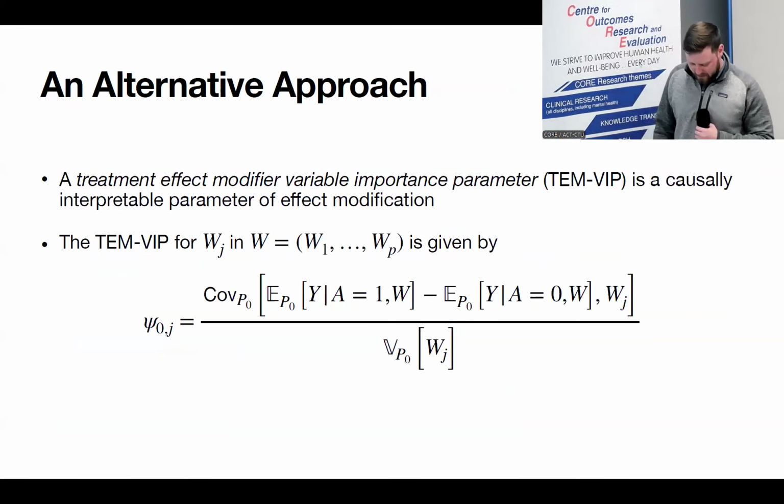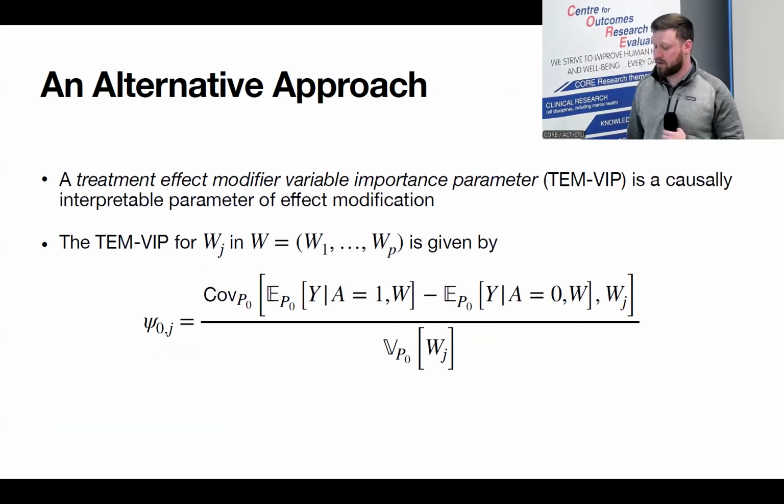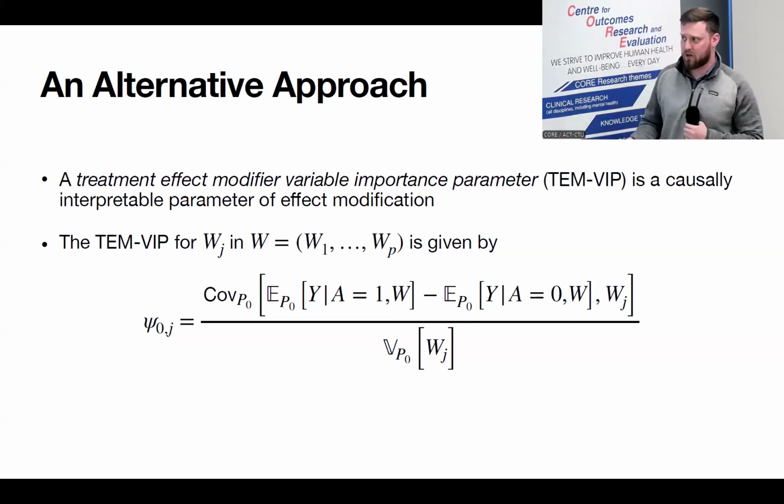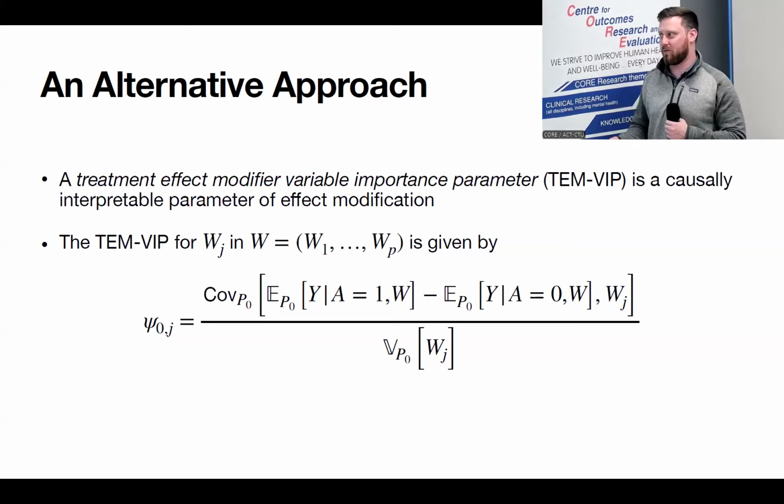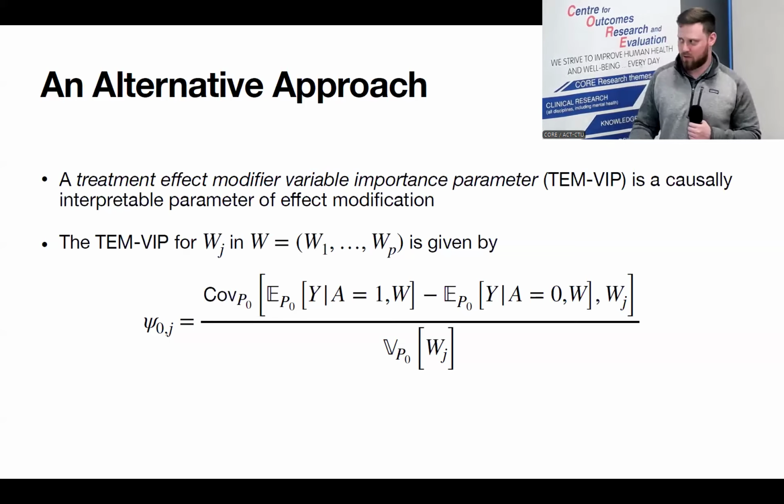And so relying on the assumption lean inference roadmap, we came up with an estimand that can help us answer this. It's called a treatment effect modifier variable importance parameter. It's a mouthful, so we'll just call it a TEM-VIP. And this TEM-VIP is a causally interpretable parameter of effect modification in a non-parametric model where we're not making many assumptions. And so the TEM-VIP for a given pretreatment covariate Wj is given by this beast over here.